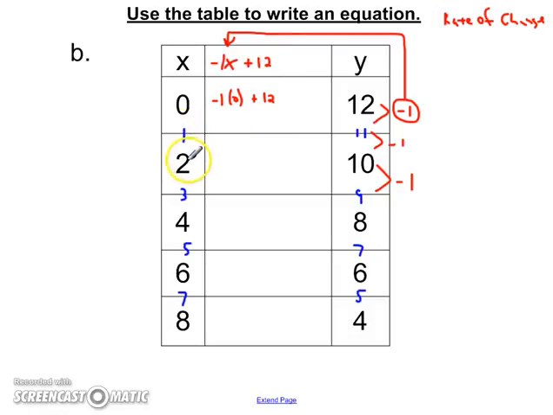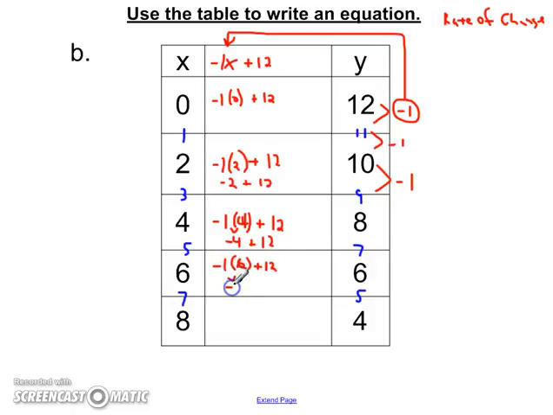I'm going to skip the 1. I'm going to go to 2, just because of my spacing here. -1 times 2 plus 12. Does that get me 10? Well, negative 1 times 2 is negative 2, plus 12. Yep, that's 10. Negative 1 times 4, again I'm just going to continue, this is a 4, plus 12. So negative 4 plus 12 is 8. Yes, it is. Negative 1 times 6, that's supposed to be a 6, plus 12.